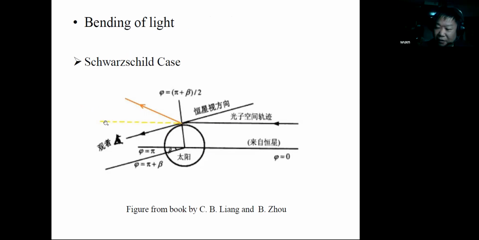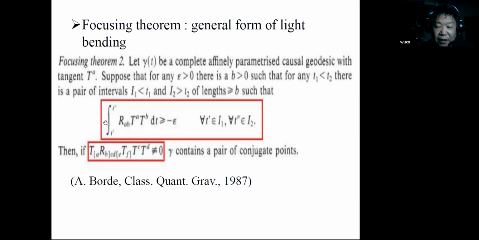Okay, just like this. Then in the general case, that means if we go outside the Schwarzschild case and consider the general case, this should be described by the focusing theory, the general form of the bending of light. It's just an analog of the conjugate point theorem for general geometries. And here we only show the results obtained by Borde in 1987.